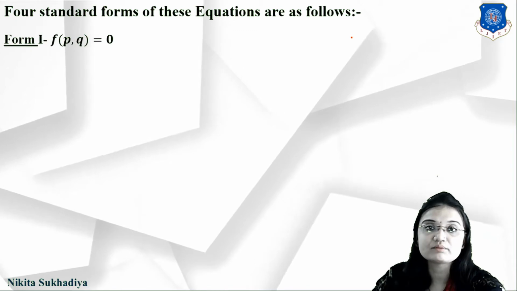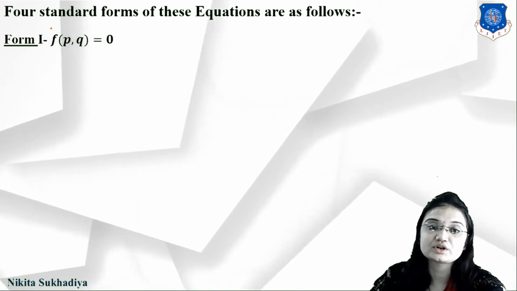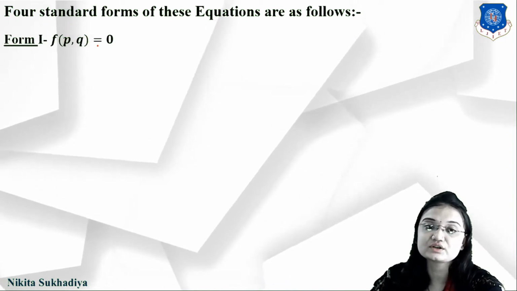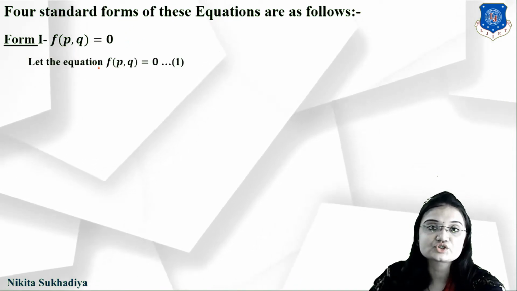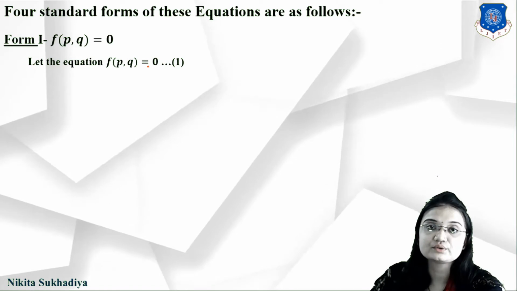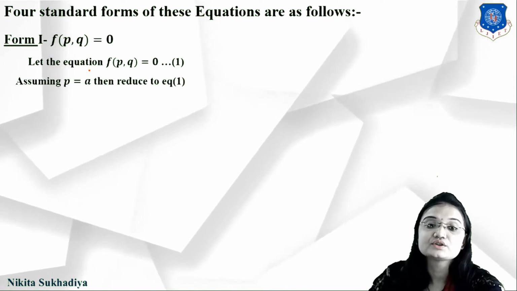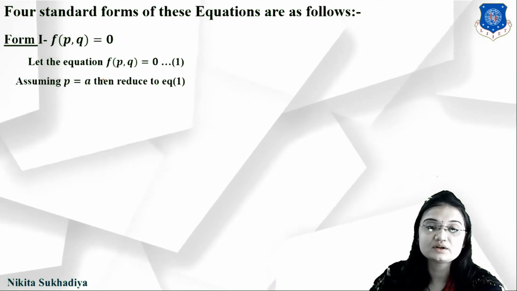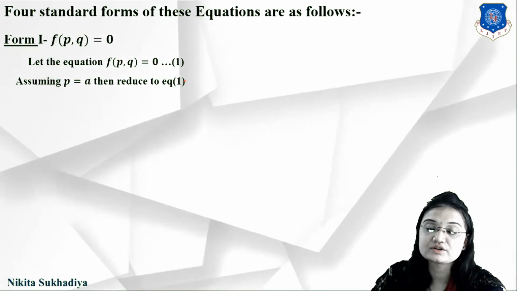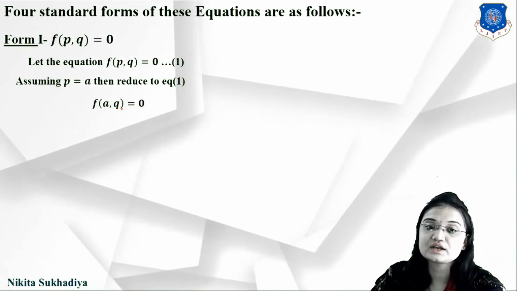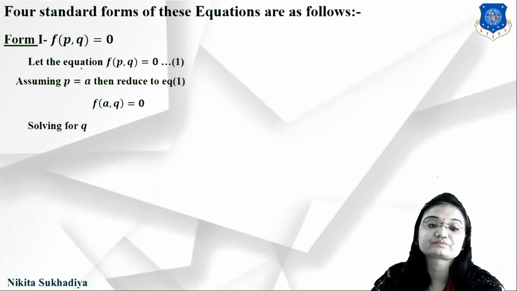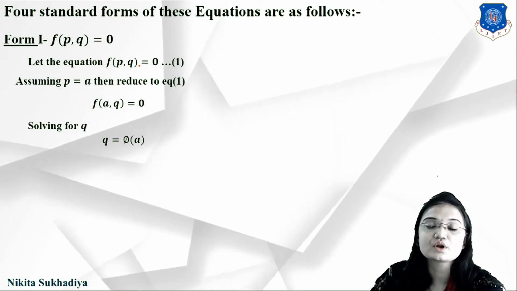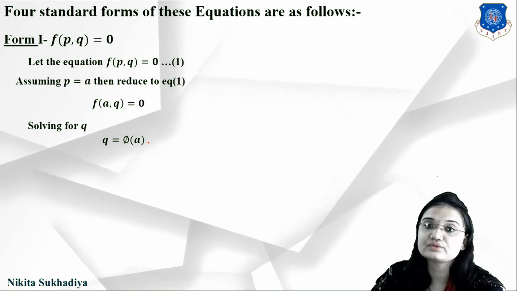Form number 1: if the equation is in the form f of p, q equal to 0. How do we solve it? Assuming p is equal to a, the equation reduces to f of a, q equal to 0. By taking p equal to a and solving for q, q will become phi of a.